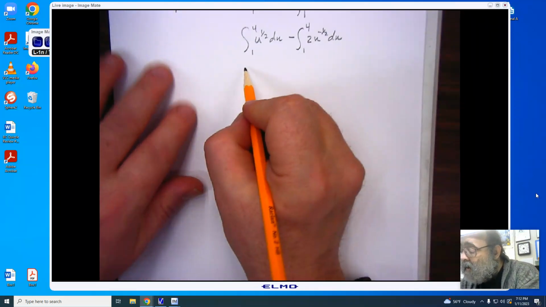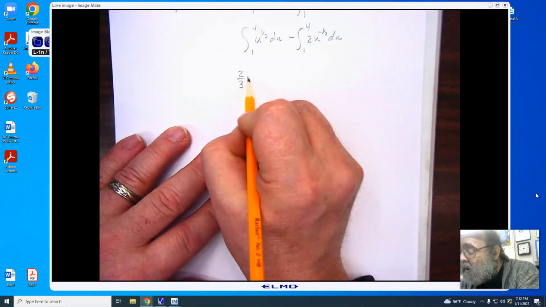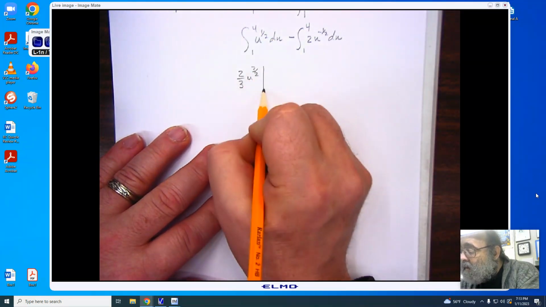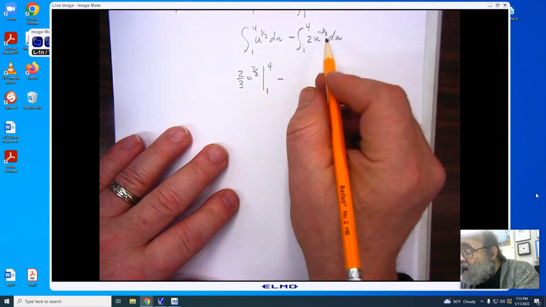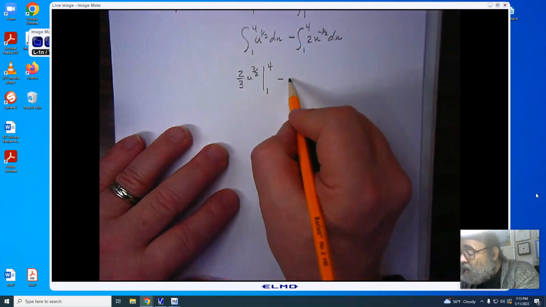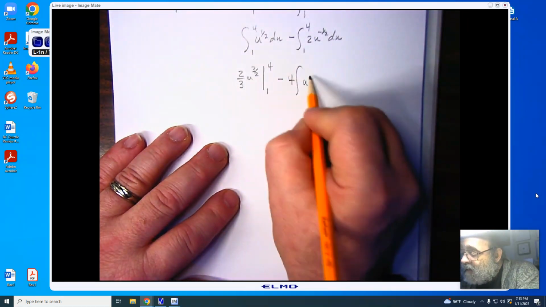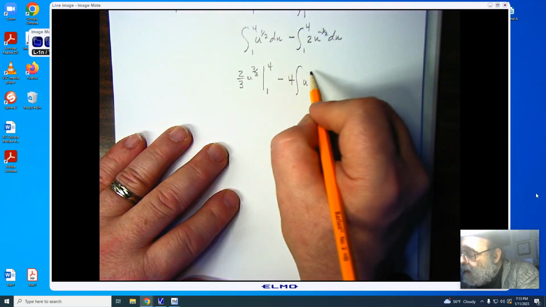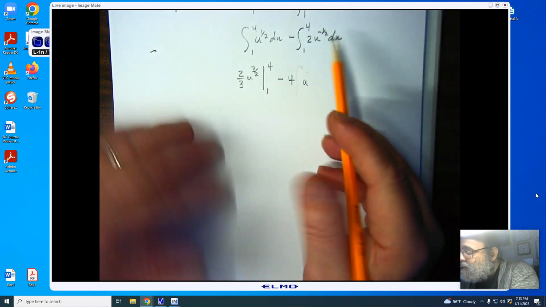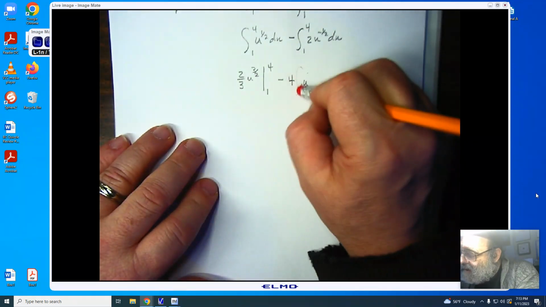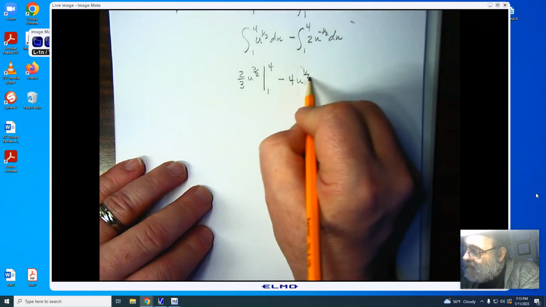Now we're doing our fundamental theorem of calculus. Add 1 is 3 halves, for 2/3 u to the 3 halves from 1 to 4, minus, this is going to give me 1/2. The reciprocal is 4. And then I have u to the, let's try this again. 4u to the 1/2 power, and the lights have gone off.